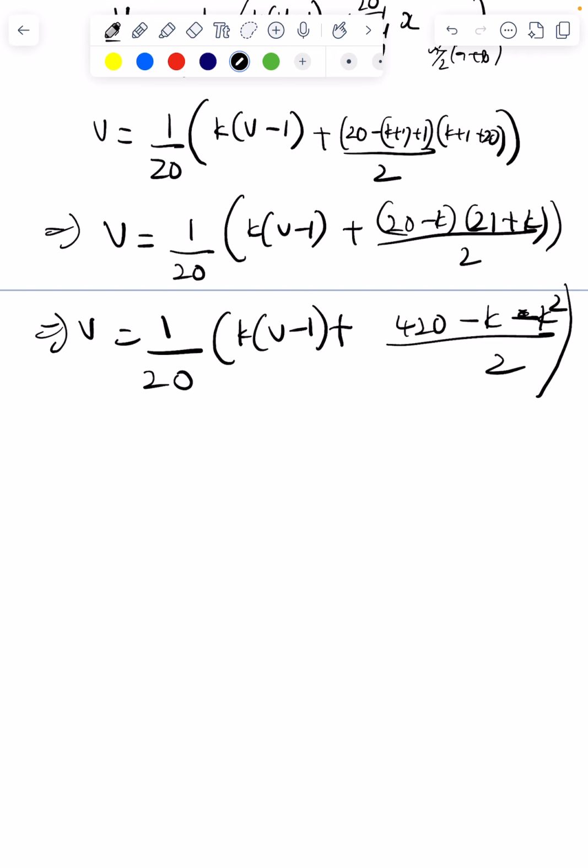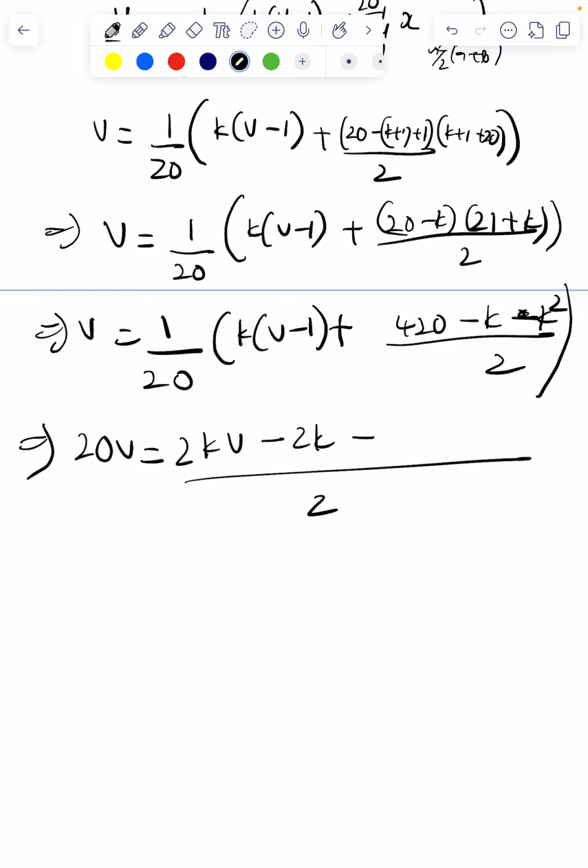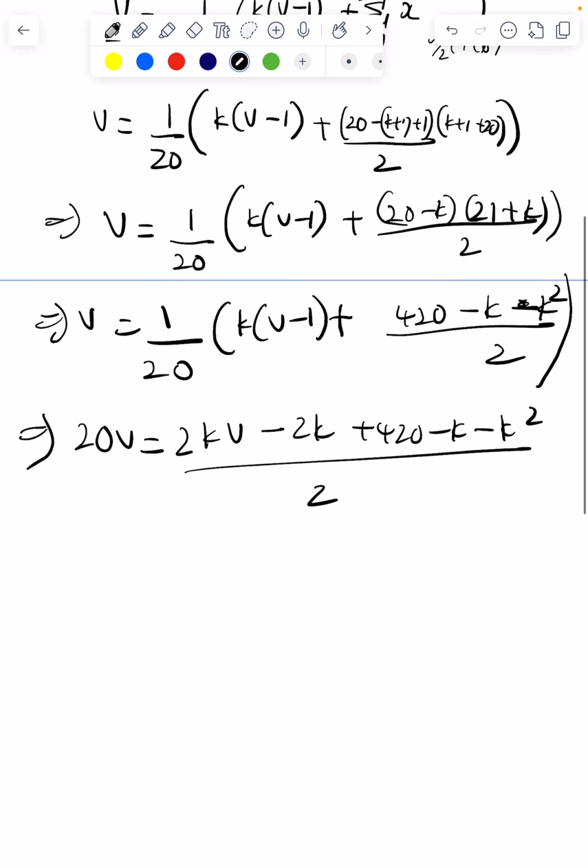Now once we have this, let's try solving for V in terms of K, right? So what I'd have is 20V equals KV. So if I take the common denominator, it would be 2KV minus 2K plus 420 minus K squared, right? That's what I'd have.